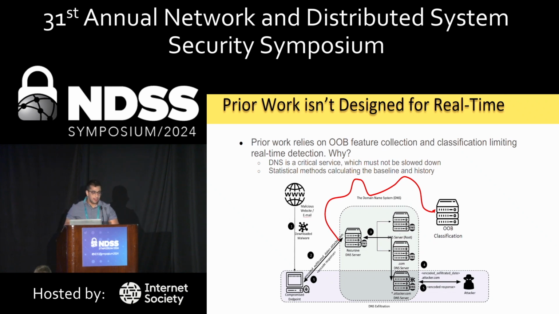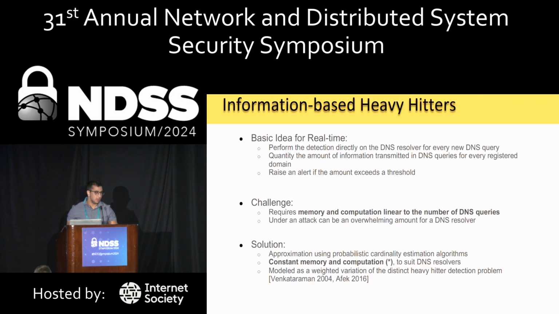Yeah, and this is the main thing that we wanted to change in this work. We wanted the classification to be directly on the DNS resolver without impacting its ability to resolve DNS queries. So the basic idea is very simple. We're basically performing the detection directly on the DNS resolver by way of quantifying the amount of information that is suspected to be transmitted over the DNS protocol to every registered domain, and raise an alert if this amount exceeds some kind of threshold.